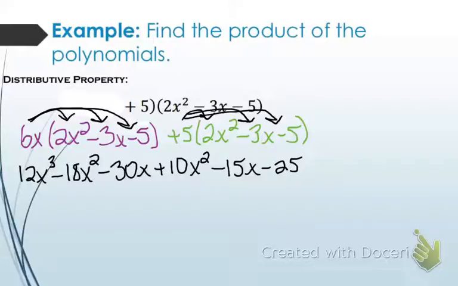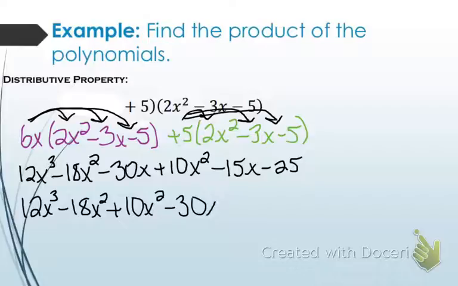What we're going to do next is commutative property. I'm going to rewrite them in descending order, standard form. So I need the highest power to be my leading term, x to the power of 3. Then I need the terms of x to the power of 2. So there you go. Then I need the terms with x to the power of 1. There you go. And finally the constant.